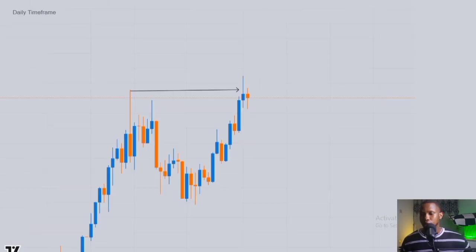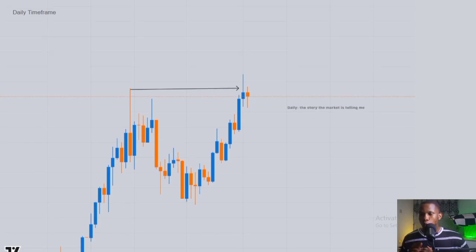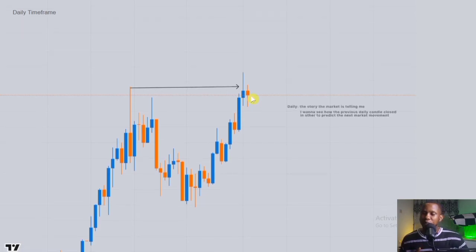Now once I come to my daily time frame, I ask myself, what is the story the market is telling me? What that simply means is I want to see how the current day actually closed, so that I will be able to predict future daily candles. Now this is a single daily candle, this is a liquidity candle. So currently this is where we are at now.